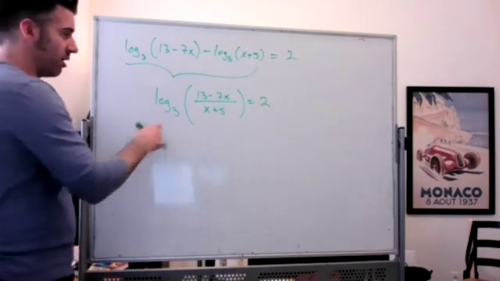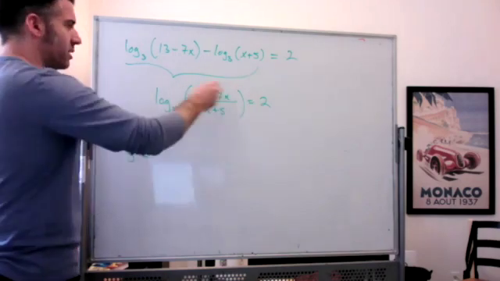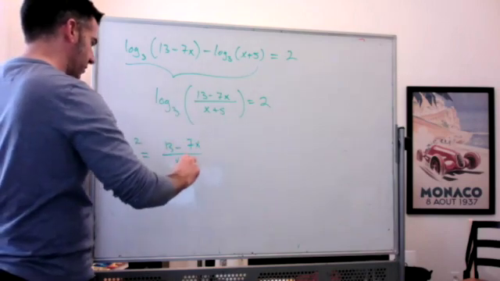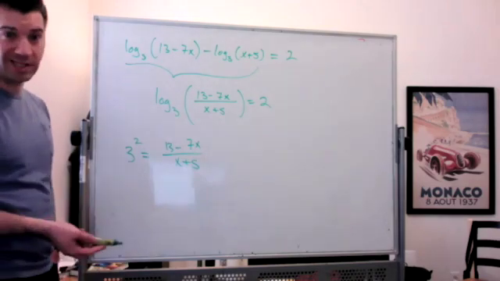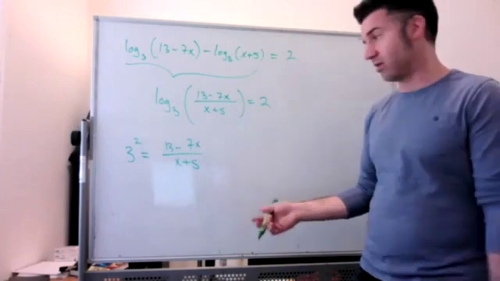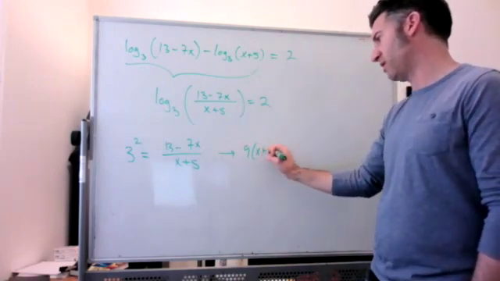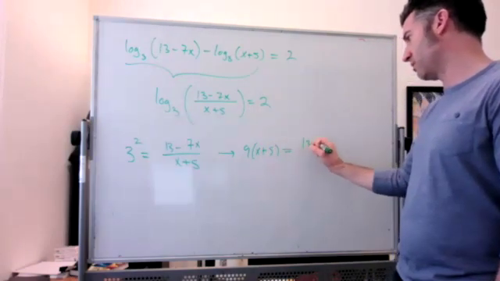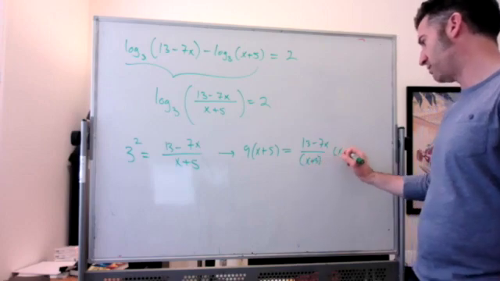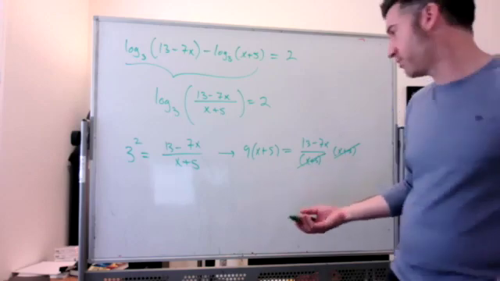So instead of writing log base 3 of this stuff equal to 2, we're going to say 3 squared equals the stuff inside the logarithm, 13 minus 7x over x plus 5. 3 squared is 9. It's usually the best step next to get rid of the denominator, so I'm going to multiply both sides by x plus 5. I'm going to get 9 times x plus 5 equal to 13 minus 7x. You can show this work of saying divided by x plus 5 times x plus 5, and then those cancel. Or you could just say, I know it's 13 minus 7x.